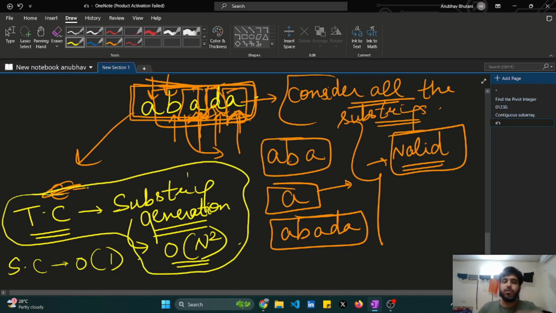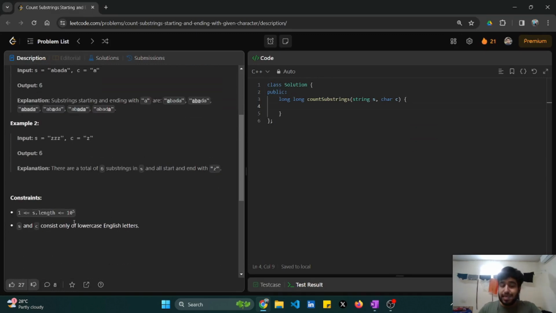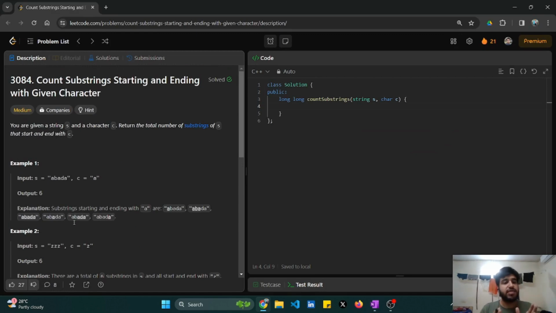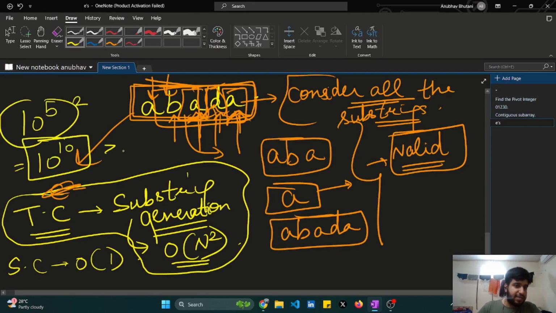This time is what I have to reduce, because if I just see the constraints, it is basically 10 raised to the power 5. So I cannot make all the substrings, because it is 10 raised to the power 5 whole power 2, that becomes 10 raised to the power 10. And this would take greater than 1 second. So this would not run. Okay.